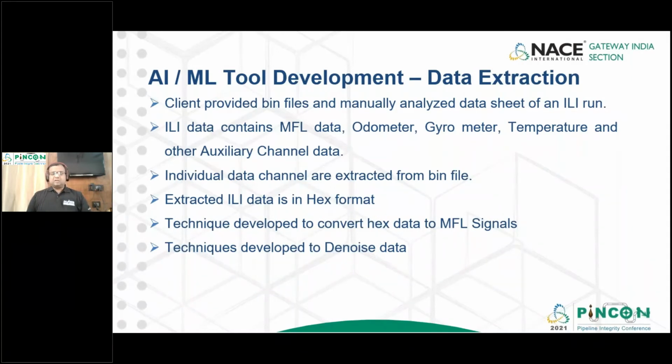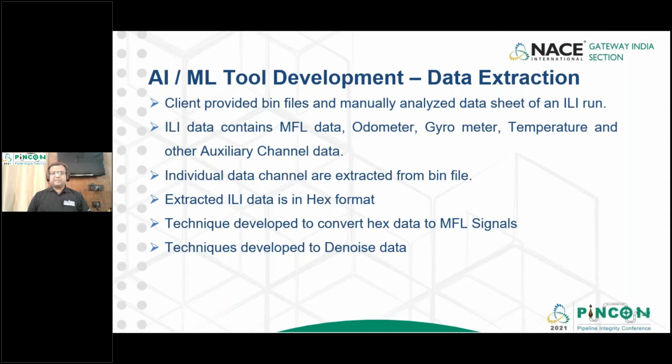The AI also needs to be trained just like a human brain. So the first step to do AI modeling is a collection of data and understanding of the data. For this, the client has provided us a bin file along with a list of verified features of the data that we have used in the training.